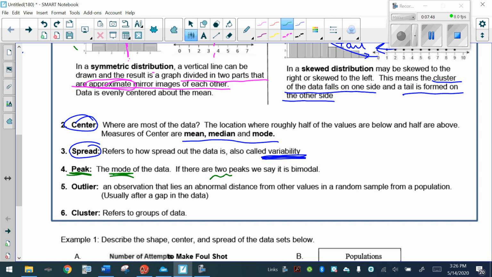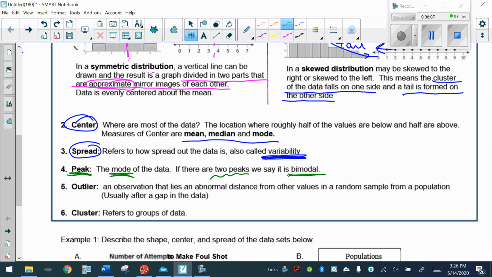There could be two peaks or two modes. That has a fun name, bimodal, because that prefix bi means two. And you know from the last lesson, you could have 3 modes, 5 modes, you could have no mode. So you won't always have a peak, and you might have more than one peak.